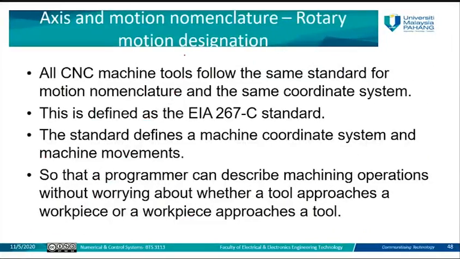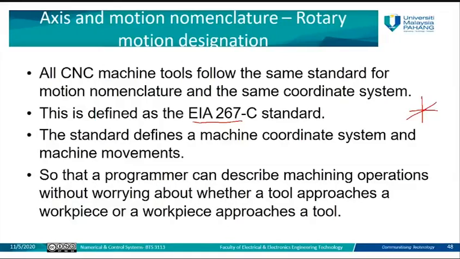And we said here there's some definition for rotary position designations. So all CNC machines follow the same standard that we mentioned in the last lecture. We want to talk about some definition, or some standard, for the CNC machine coordinates or positioning system. So the standard here will define the machine coordinates. That means it will define which will be the x-axis, which will be the y-axis, which will be the z-axis.